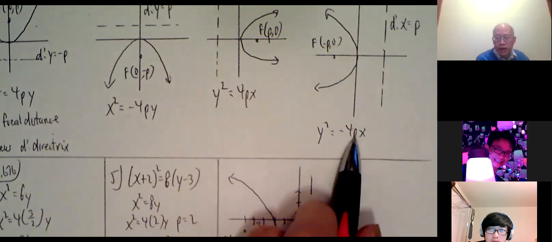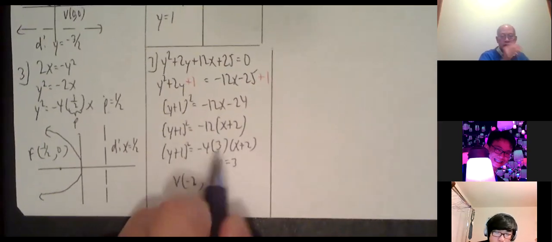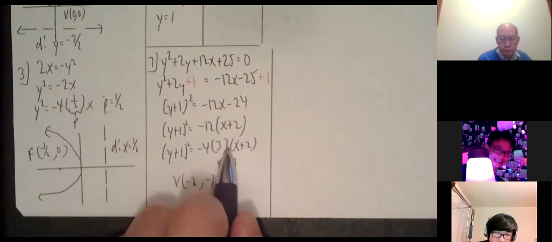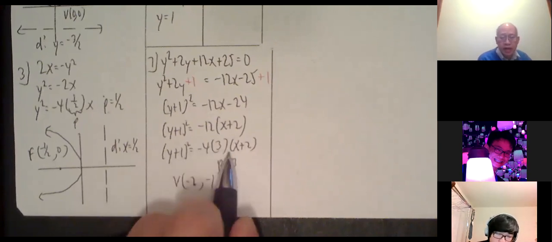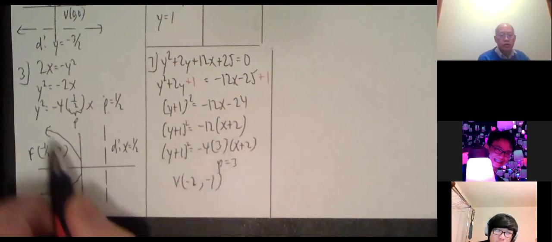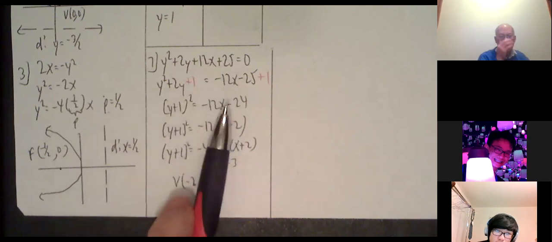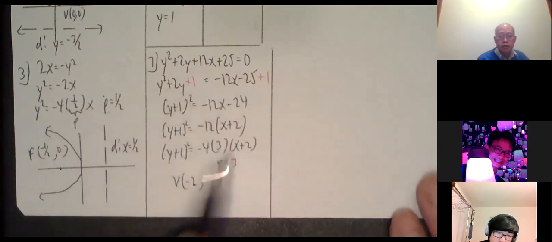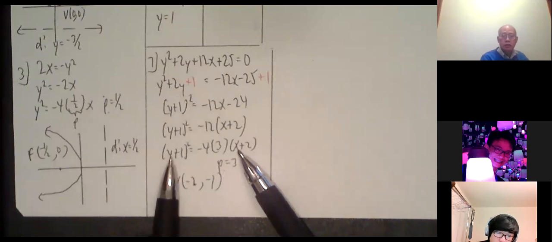So if it's negative 12x, what does that force p to be? 3. Right? y plus 1 squared is negative 4 times 3 times x plus 2. Squared in y, not in x, and negative. So once again, it's going to open to the left. And where's the new vertex? So I was at 0, 0, and I shift 2 to the left, 1 down.